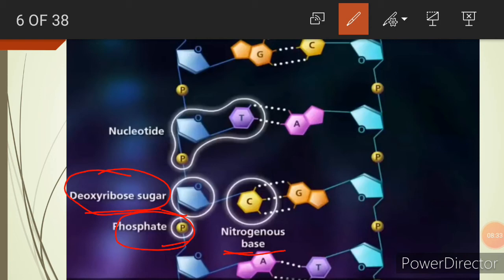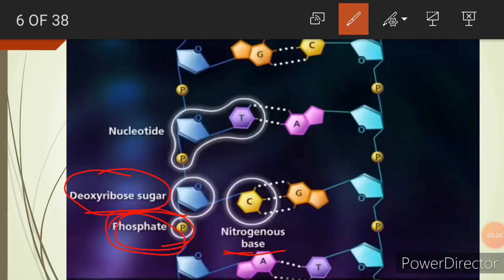Now, can you guess the chemical nature of DNA? Since it contains nitrogenous bases, you may say that DNA is basic in nature, but that's not true. DNA in fact is acidic in nature. The presence of the phosphate group makes the molecule acidic in nature.